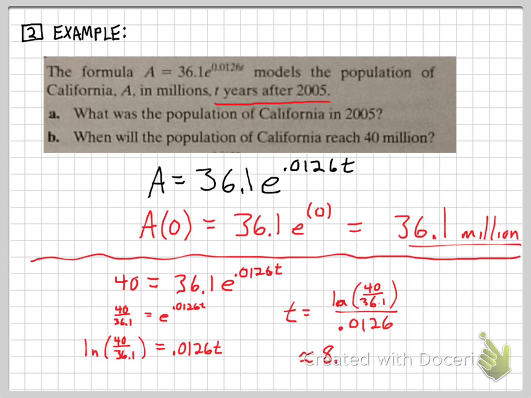Okay, and since the question is what year is that happening, I want to make sure I interpret that. So remember that my base year is 2005, and so the number here I found is the years since 2005. So the actual final answer to this one should be 2013 is when California would have a population of 40 million.